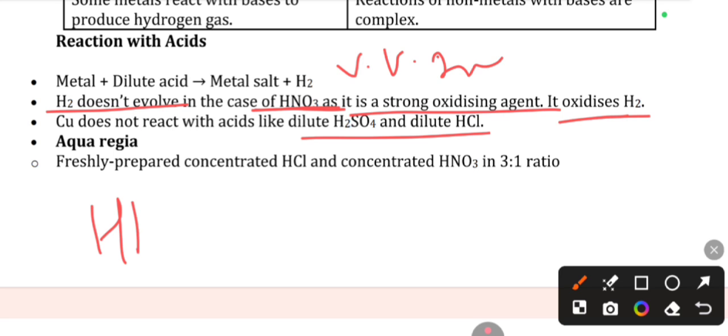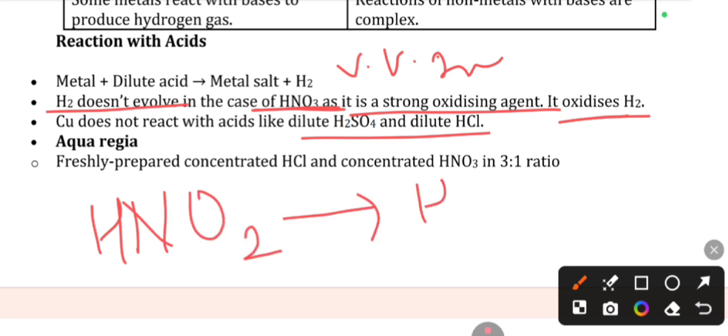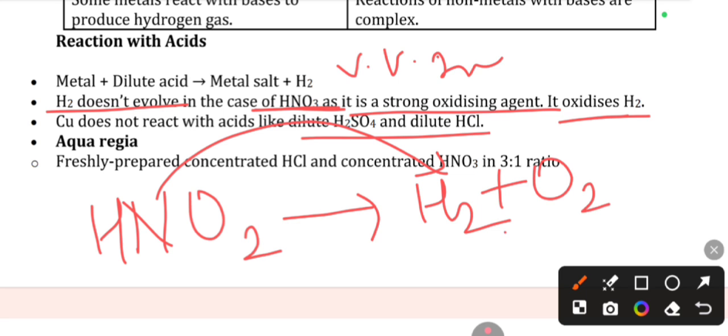Because HNO3, what it will do, the hydrogen gas released during the reaction, immediately it will oxidize the hydrogen. It means it will give oxygen to hydrogen and convert it into H2O. ओके, वेरी इंपॉर्टेंट पॉइंट कि आप करोगे जब सभी एसिड से कोई भी मेटल रिएक्ट कर रहा है तो हाइड्रोजन गैस रिलीज कर रहा है, बट नाइट्रिक एसिड से रिएक्ट कर रहा है देन ये हाइड्रोजन गैस रिलीज नहीं करता.